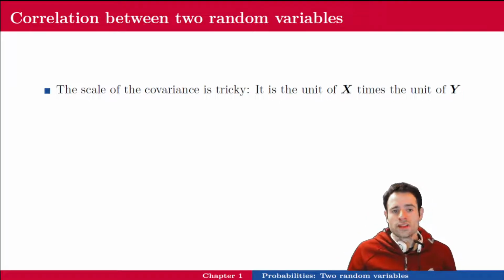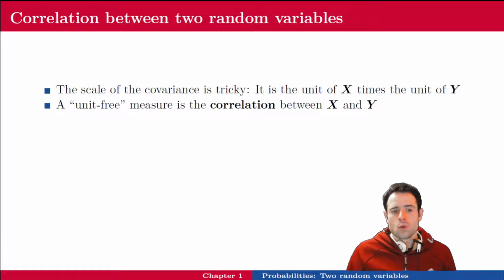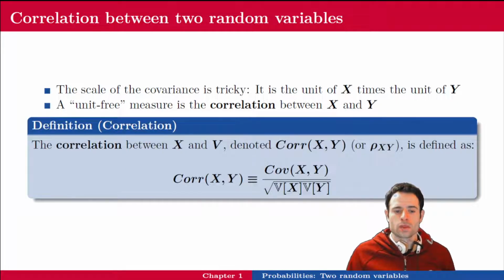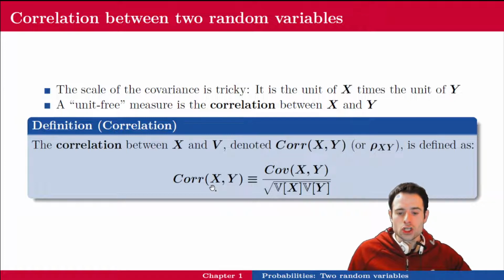To deal with this scale problem, we can use a unit-free measure, and this is what we call the correlation between x and y. The correlation between x and y, which is denoted cor, C-O-R, or we also use this Greek letter, which is called rho, R-H-O. This is not a P, this is a rho. It is defined as the ratio between the covariance between x and y and the product of the standard deviations. Because look, there is a square root here.